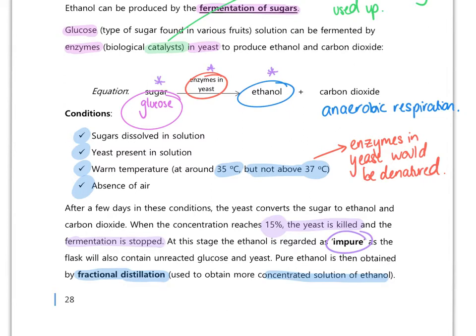They're not hydrocarbons because they contain oxygen as well. And then just some brief details about how we produce ethanol from the fermentation of sugars.